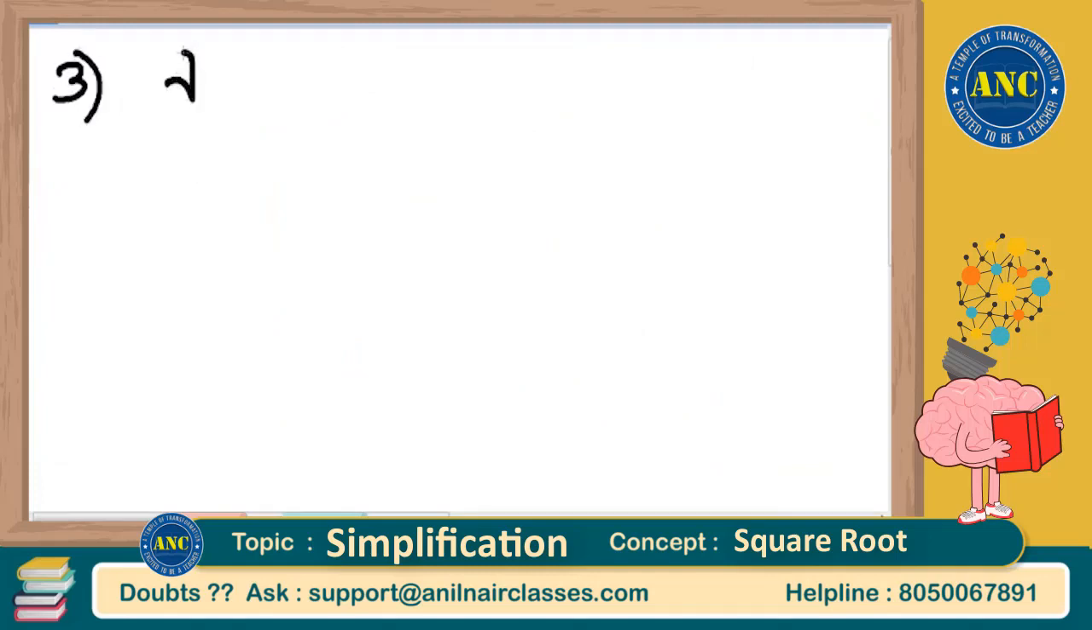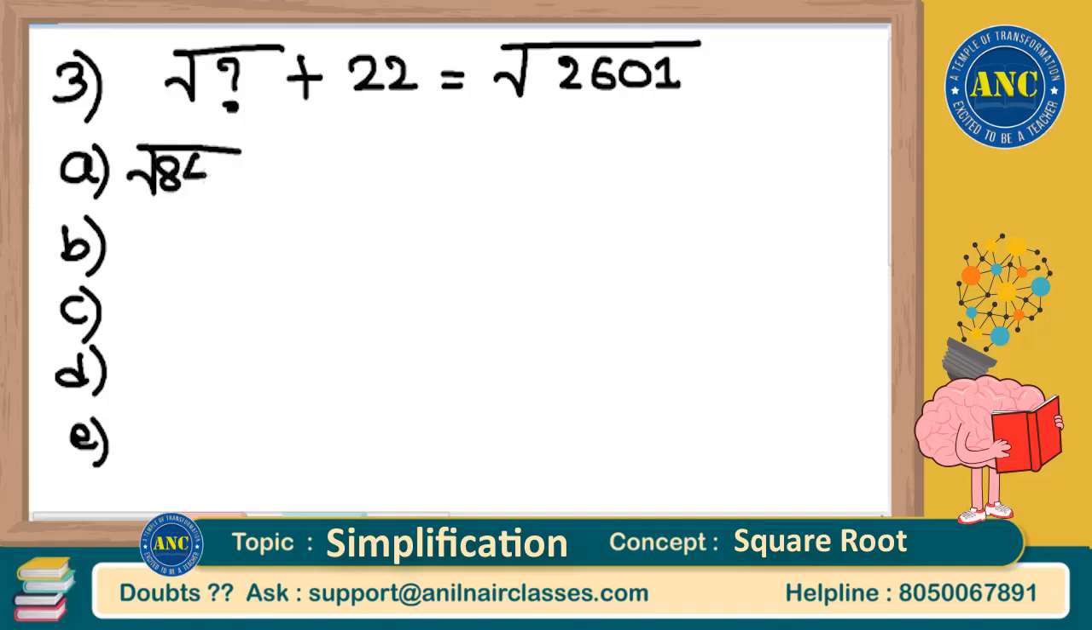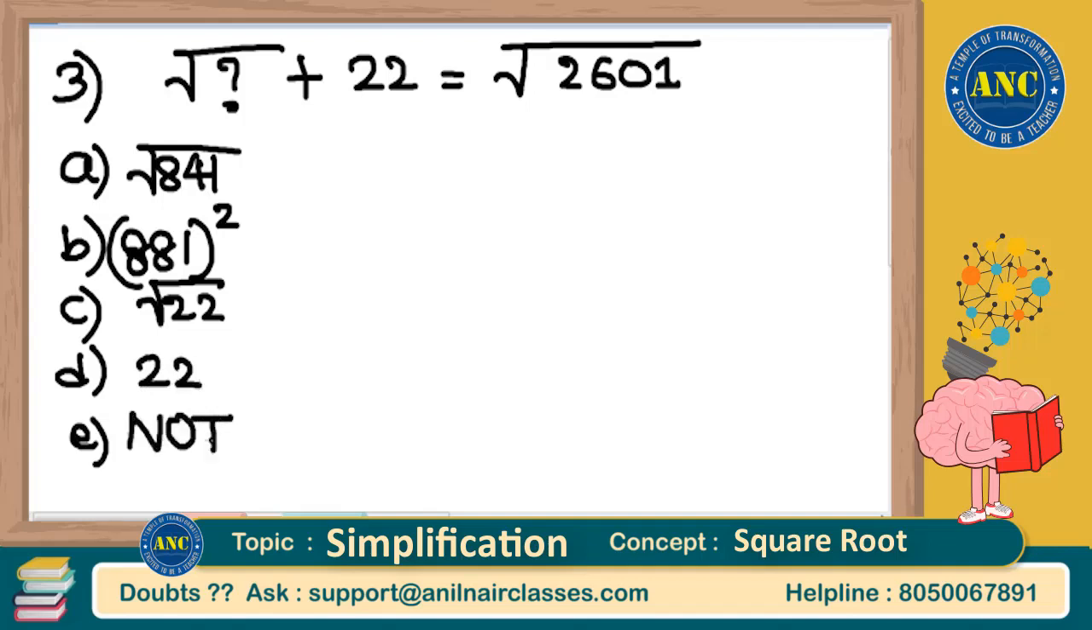Question 3. Square root of question mark plus 22 is equal to square root of 2601. Options: square root of 841, 881 whole square, square root of 22, the fourth option is 22, and the fifth option is none of these. Now listen carefully, everyone.